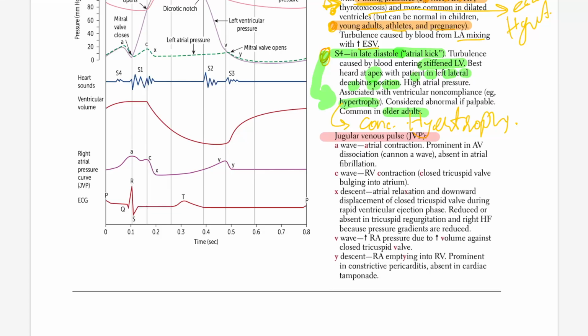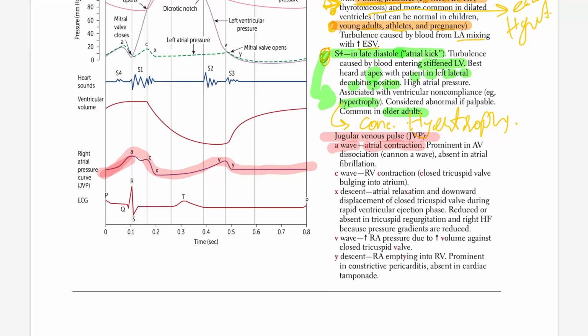JVP, jugular venous pressure. If you look here, you have an A, C, X, V, and Y. Whatever is going down is going to be the descent. So look at the A wave. The A wave is going up. We call the A wave an atrial contraction occurring at that time. So the atria is contracting. That's going to be the A wave.